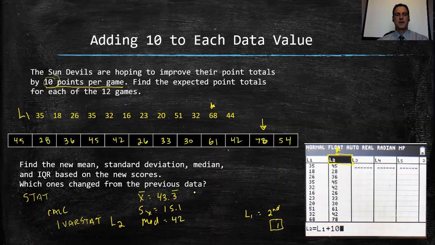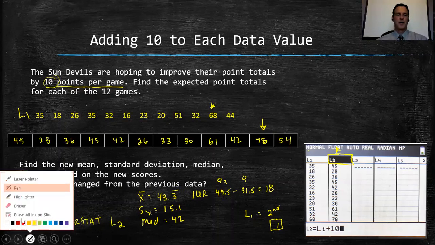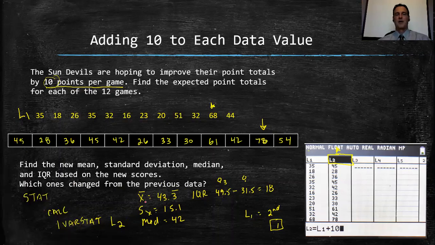And your interquartile range, we'll have to do that calculation real quick, which is Q3 minus Q1: 49.5 minus 31.5. So your Q3 and your Q1 changed. If you do that subtraction, that gives you 18. So the question is, which one's changed from the previous data? If you look at our new work, our old data had, I think, 33.3.